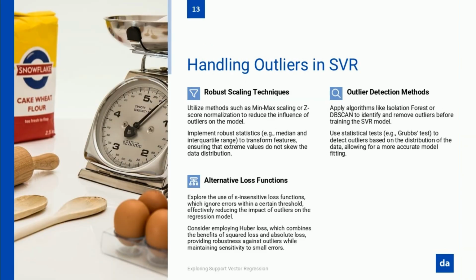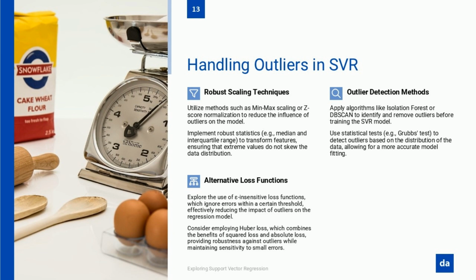Outliers are one of the biggest challenges in machine learning, and support vector regression, while robust, is not completely immune to their effects. Outliers are extreme values that deviate significantly from the rest of the data, and if not handled properly, they can distort the model's predictions. While SVR introduces an epsilon margin that helps ignore minor deviations, severe outliers can still influence the support vectors and impact the model's performance. To build a more reliable SVR model, we need to detect and manage these outliers effectively.